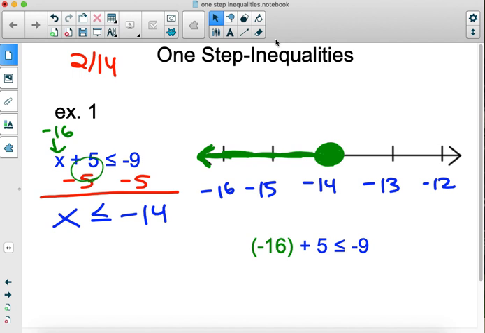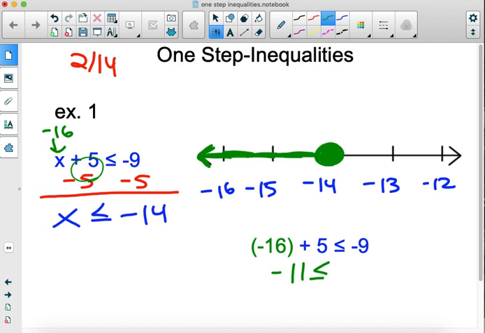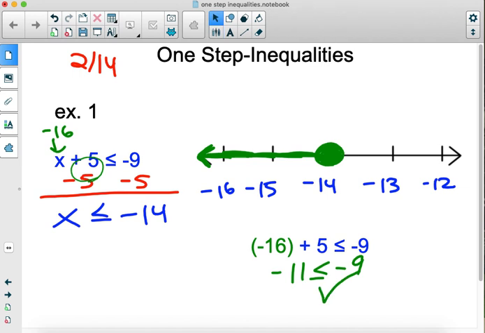All I'm doing is plugging it in. Negative 16 plus 5 is going to be negative 11. Is negative 11 less than or equal to negative 9? Did it work? Yes, it checked out. It worked. Am I good to move on here?